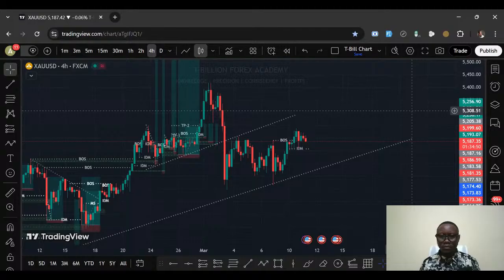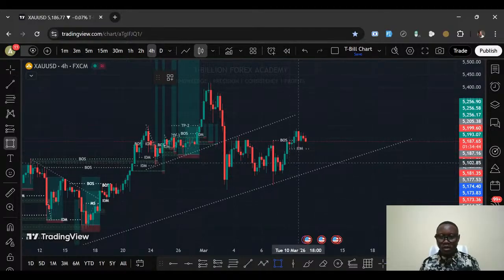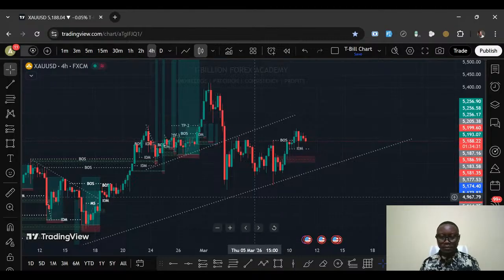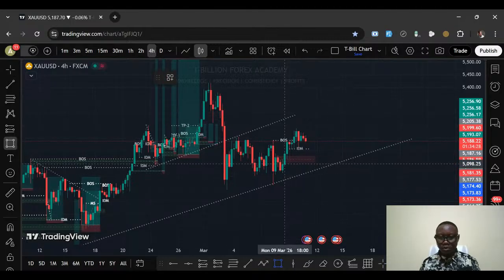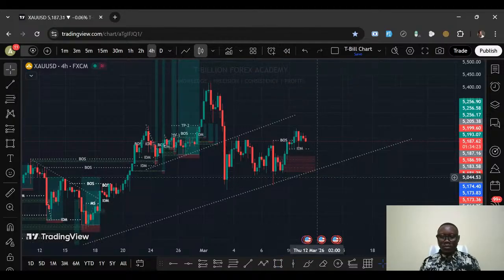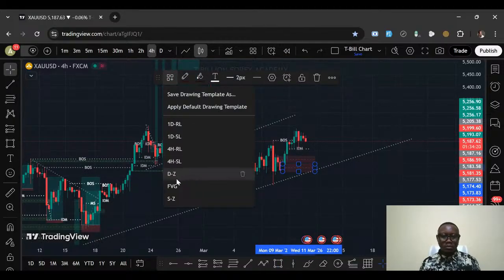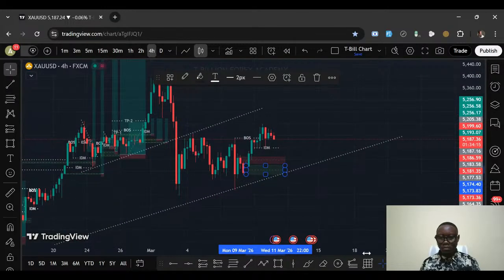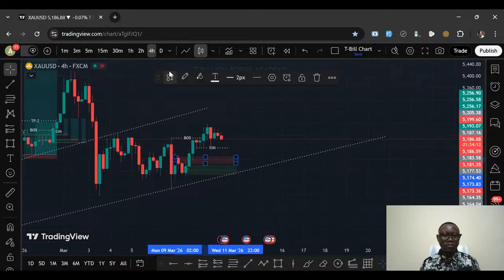Okay. Now let's drill down further. And of course, this is our POI, which we are going to refine further. So we have this POI right here. We also have this zone right here.